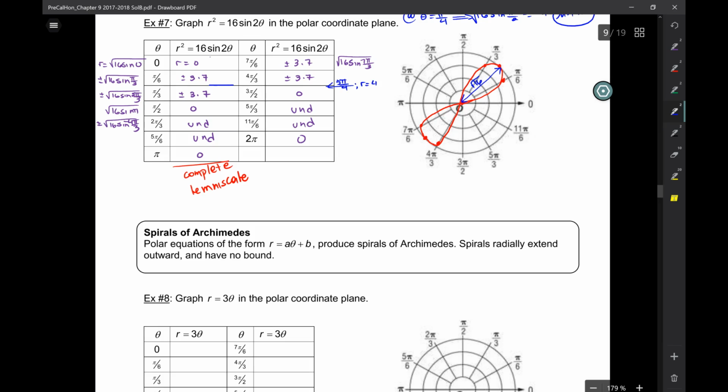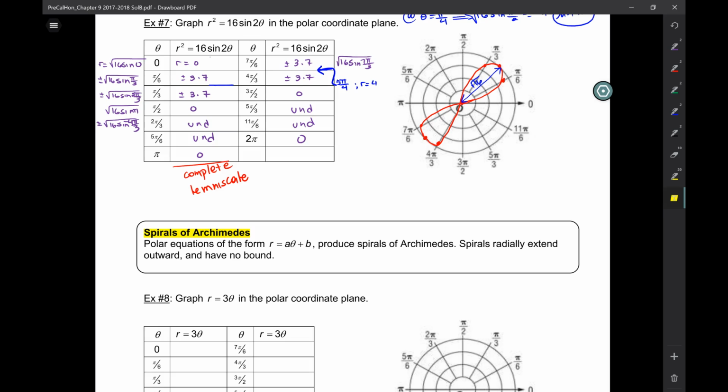Just to make sure, this pi over 4, 5 pi over 4, it goes here. Right? Okay. Next, last but not least, spirals. Spirals of Archimedes.